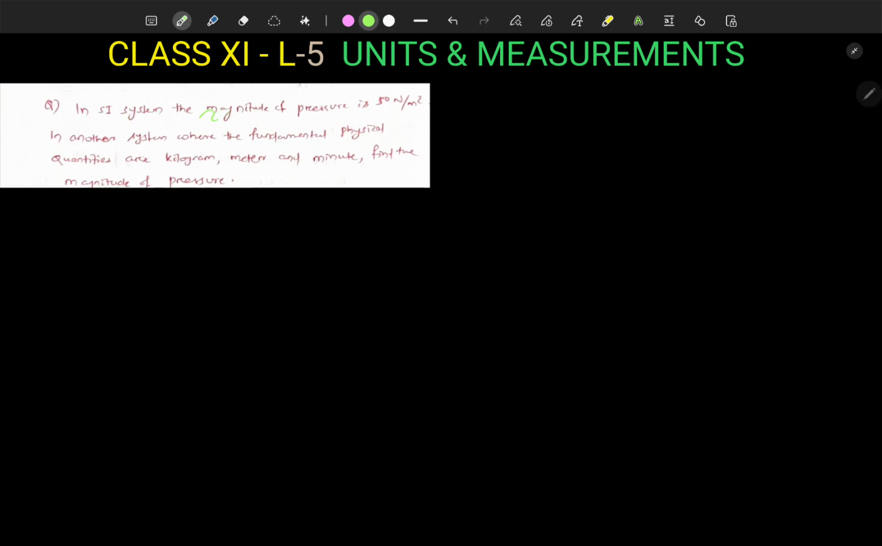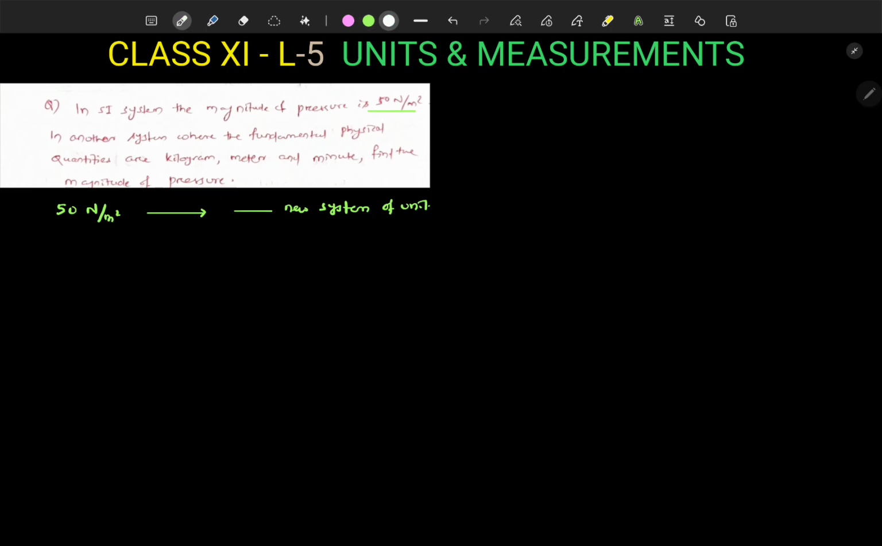In the SI system, the magnitude of pressure is 50 Newton per meter square. In another system where the fundamental quantities are kilogram, meter and minute, find the magnitude of pressure. That means we have to convert 50 Newton per meter square into a new system of unit. So how to solve this?